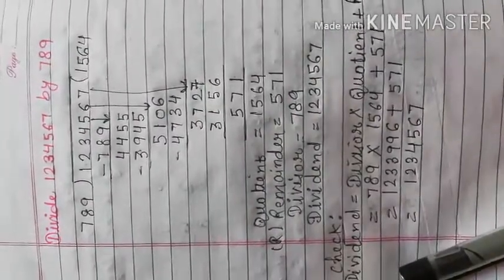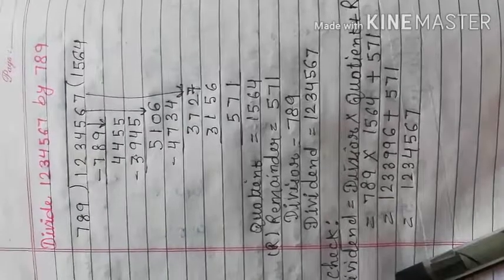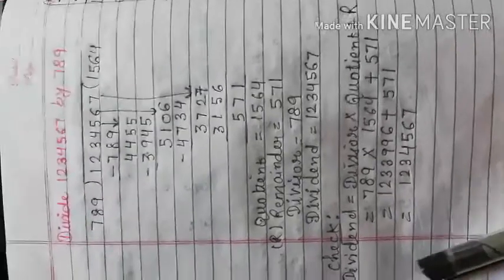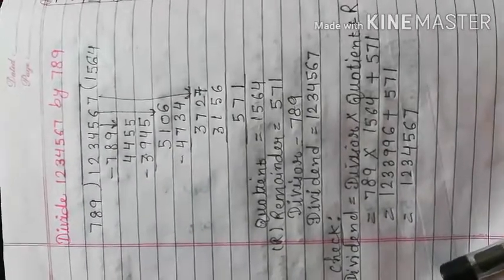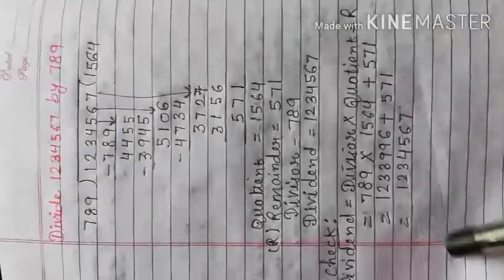Now I am just sending some questions to divide, and then you have to check also. In every question you will write this: dividend is equal to divisor into quotient plus remainder.